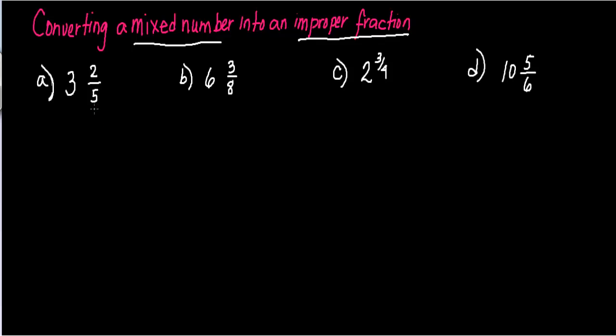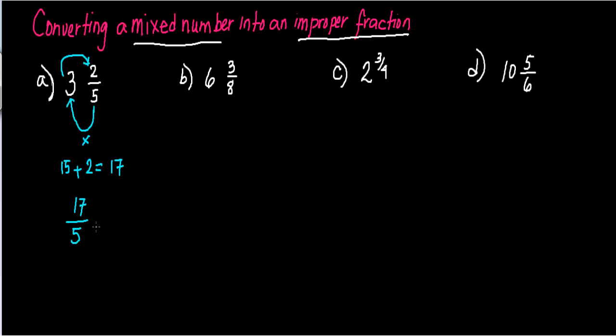What you do is you take your 5, which is your denominator, and you multiply it by the whole number. So 5 times 3, 15. And now what you do is that 15, you add it to the numerator. Okay, so you add 2, and you get 17. And then to write the improper fraction, you take your result, which is 17, and write it over that original denominator. So you get 17/5. And that's how you write an improper fraction out of a mixed number.